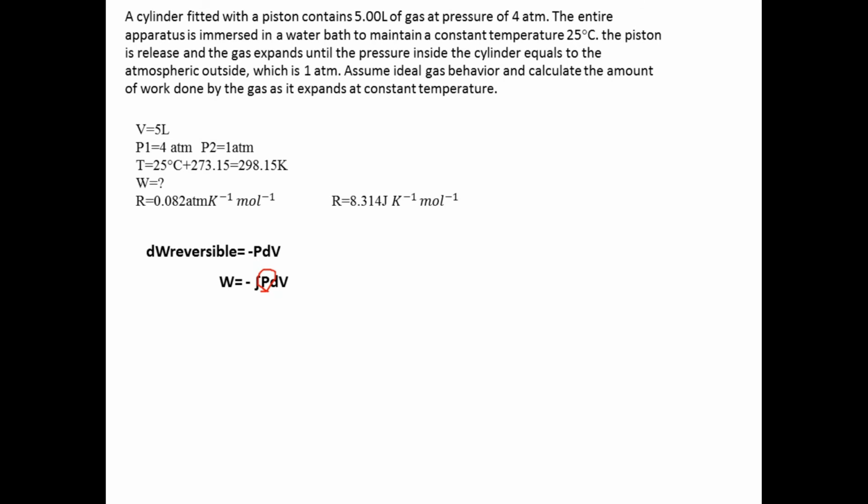We have P, so we can use this P. So write the ideal gas for P. So P equals to nRT over V. And then substitute this equation in P. So we get W equals to negative integral nRT over V dV. nRT is constant, so move to the front. And then we get W equals to negative nRT integral dV over V.